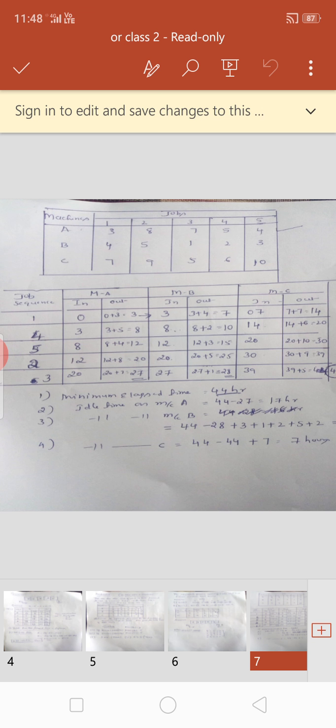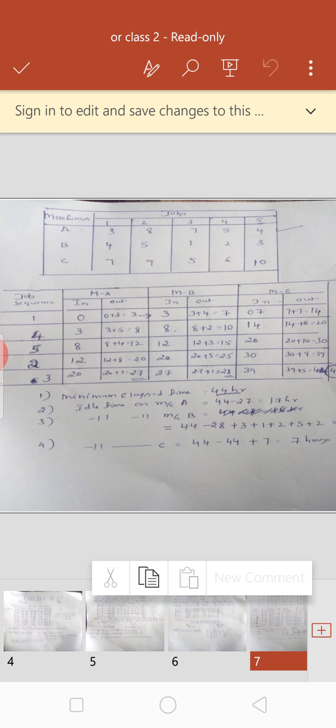Okay, and on machine A how much time is it going to take? Just look at the original table: 3 hours. That's why 0 plus 3 is equal to 3 hours. After 3 hours the job 1 will come out, and it will be introduced into machine B. Next is the fourth job. Immediately after completion of 3 hours, the fourth job will be introduced into machine A. Nothing but 3 hours becomes the starting time for the fourth job, because it has to wait until completion of the first job.